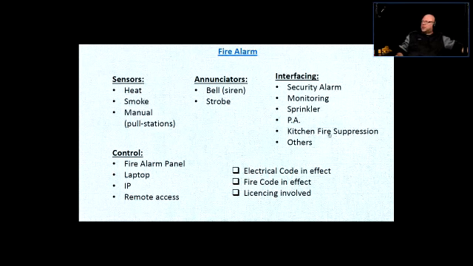Kitchen fire suppression systems can also be interfaced with the fire alarm panel. What is a kitchen fire suppression system? Some of you probably have jobs in fast food places, and whenever there's a grill to cook the burgers, you're going to see some specific kinds of nozzles on top of the heated station, a hot plate or a grill, and they do nothing.